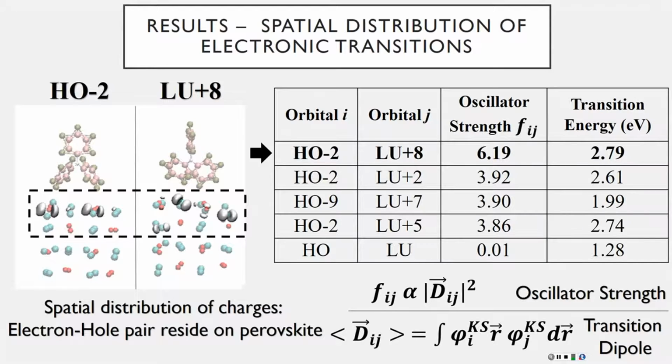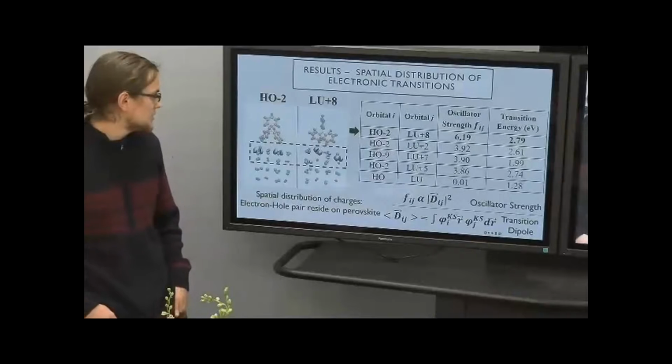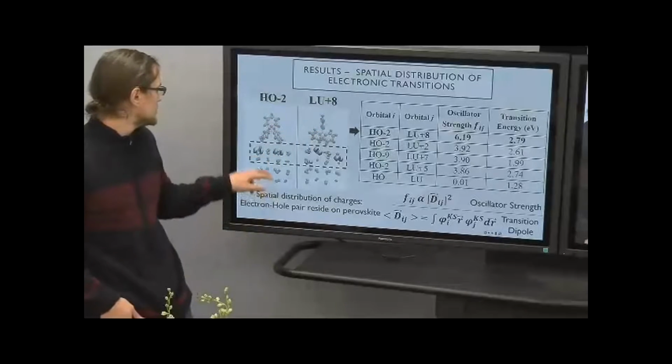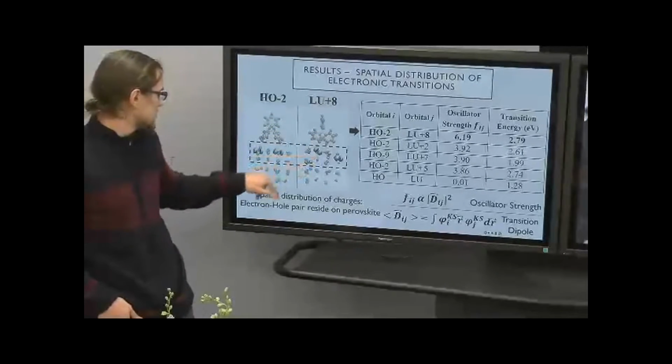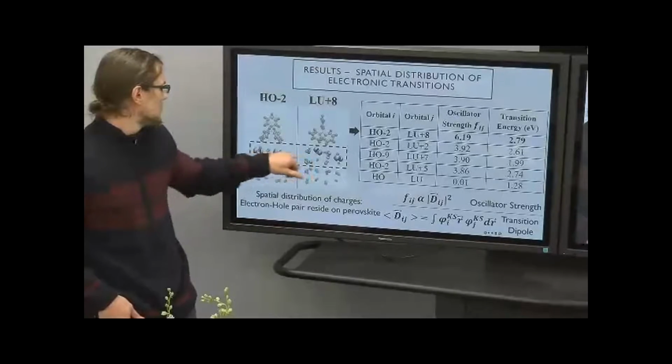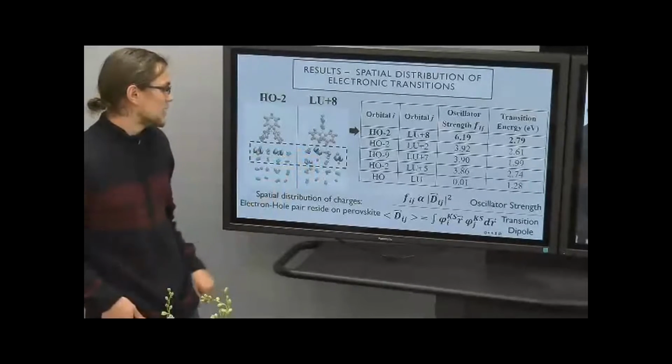So if we're looking at the spatial distribution of electronic charges, the right table shows the electronic transitions between orbitals I and J, so HOMO-2 to LUMO+8, and then the oscillator strengths for that transition, which give the probability of that transition occurring, and then the transition energies. For this first one, the HOMO-2 to the LUMO+8, we can see that there's not much spatial charge separation because it basically just jumps into another region of the perovskite.